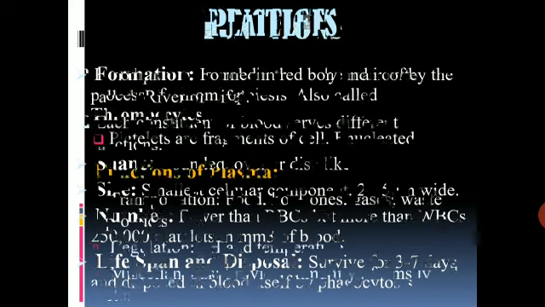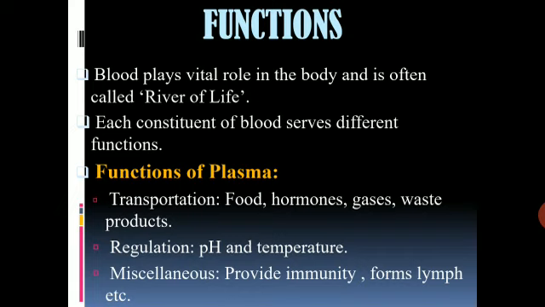And if we talk about the functions of a platelet and the functions of other components of the blood, let's go ahead together with the functions of blood itself. Blood is also called the river of life, because all the important nutrients and all the important gases are present in blood itself. If the blood does not circulate in the body, survival is not possible. So it's called the river of life, and each constituent of the blood performs different functions. So let's go one by one.